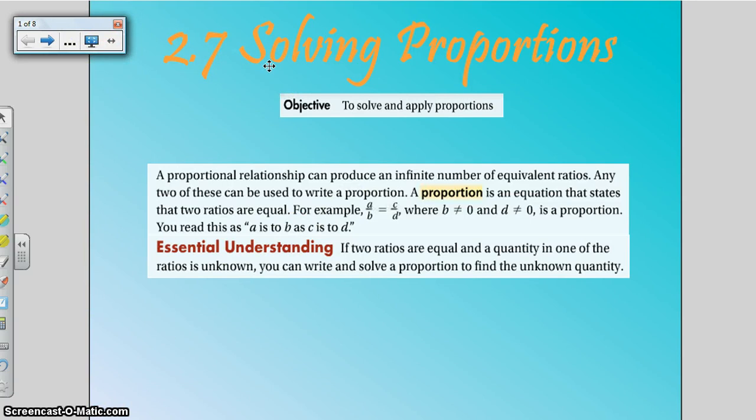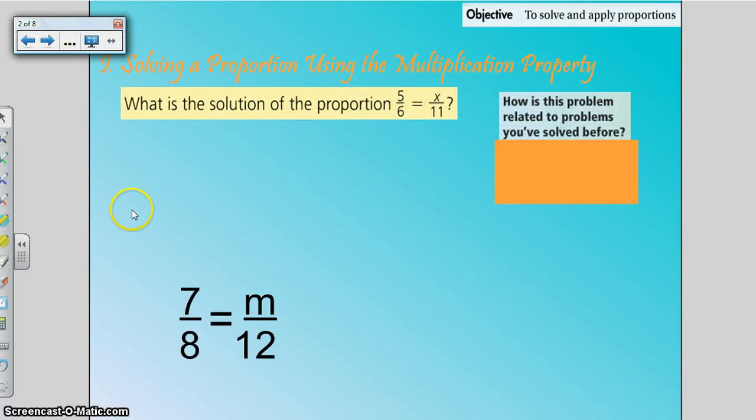We are solving proportions tonight. Solving proportions, guys, is basically just doing cross multiplication and then doing a one-step problem to get your variable alone. I really think you guys are going to get this pretty quickly. So here we have 5 over 6 equals x over 11. Whenever we see that one variable, we're just trying to get the variable alone. So how do you do that?